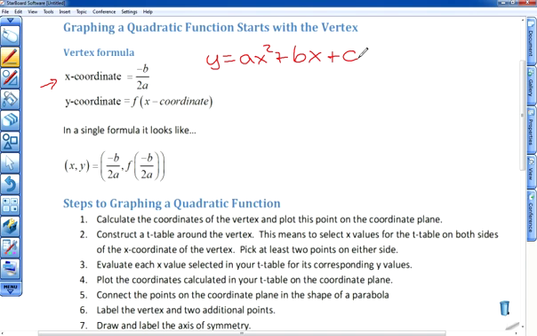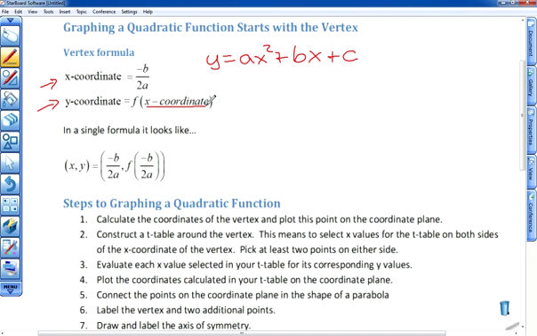Once you have the x coordinate, to find the y coordinate of your vertex, you simply plug your x coordinate into your function and solve for y, and that gives you the y coordinate. So to find the x coordinate, it's negative b over 2a. To find the y coordinate, you plug whatever you got for your x coordinate back into your function and solve for y to get your y coordinate.